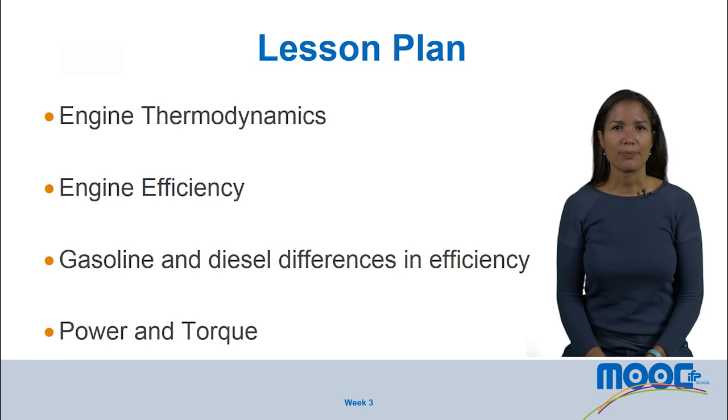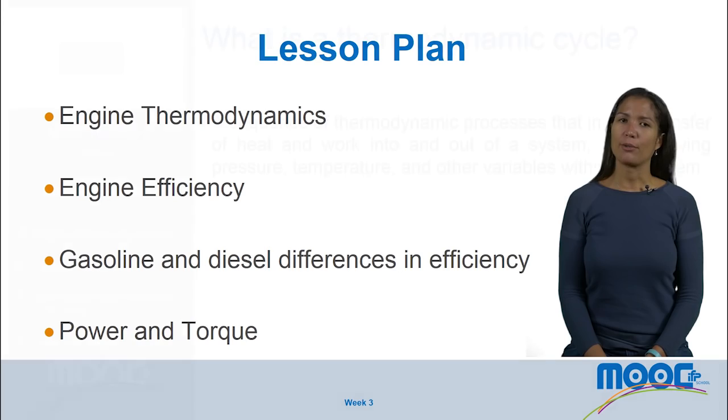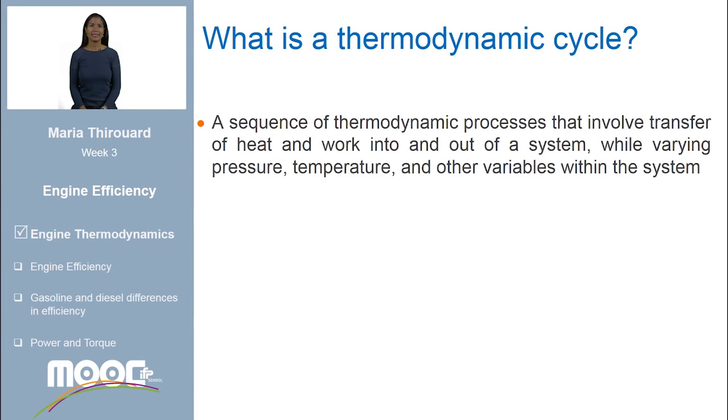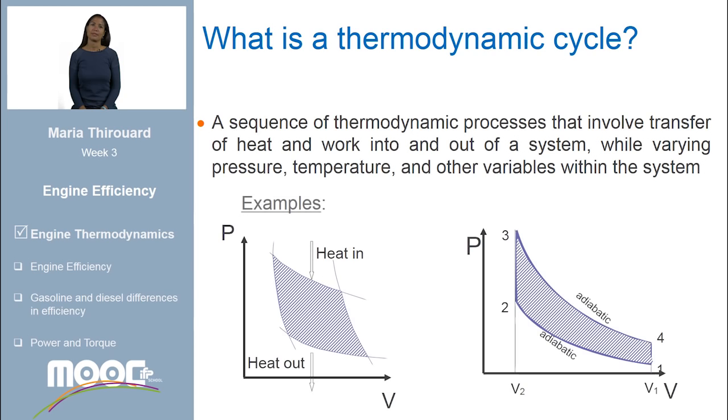So, first question, what is a thermodynamic cycle? The formal definition says that a thermodynamic cycle is a sequence of thermodynamic processes that involve transfer of heat and work into and out of a system while varying pressure, temperature, and other variables within the system. Here you can see some familiar examples.